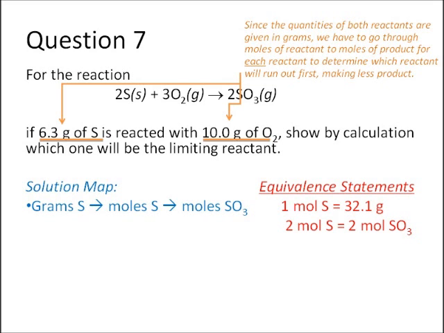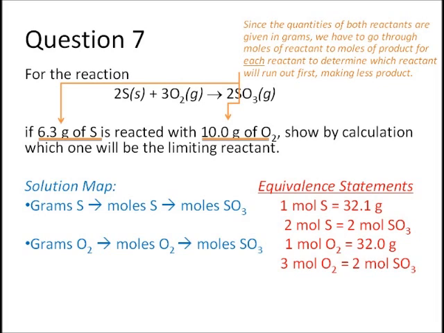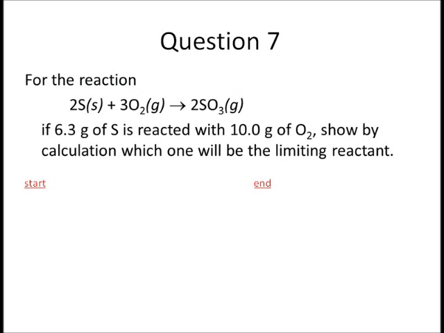So we'll start with sulfur, we'll go to moles, and then we'll go to moles of product. Then we'll start with oxygen. We'll go through moles of oxygen and go to moles of product. Then we look at which one is less, and that's going to lead us to our answer.